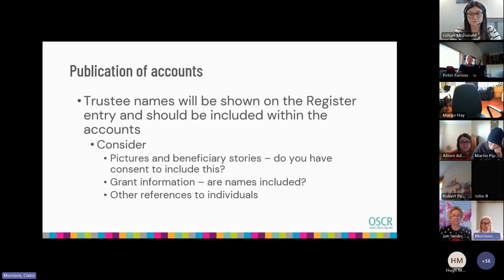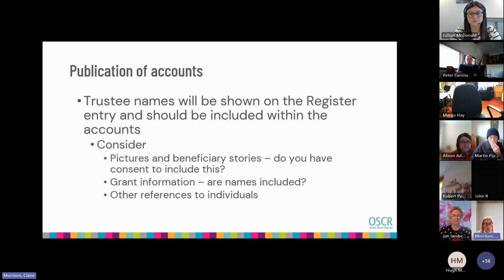And over time, we will display the latest 5 years of accounts. When doing so, OSCR will no longer redact any of the information in the accounts prior to publication. As such, it's really important that you exercise caution regarding the inclusion of personal information and photographs within the accounts moving forward. Some personal information must be included, so the legislation requires the names of charity trustees, the names of the independent examiner, and names of related parties in accordance with the related party notes.